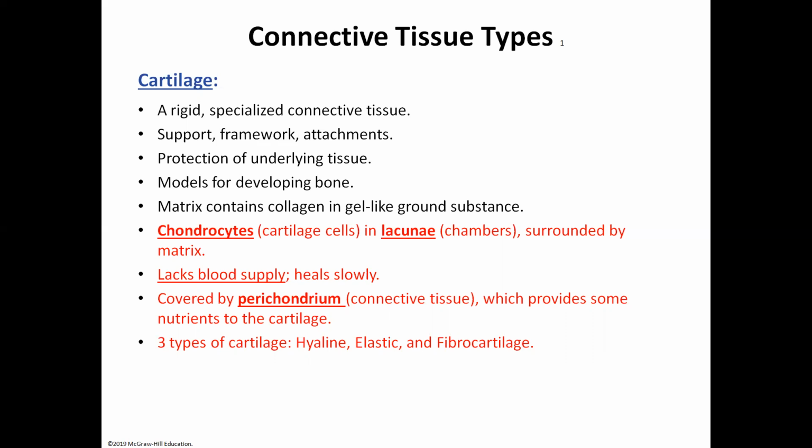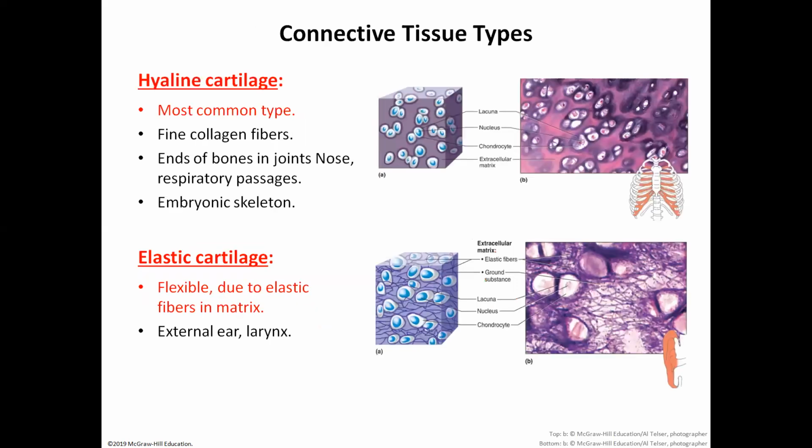But they're covered by this structure called the perichondrium, and it's made up of connective tissue, and that helps to give some nutrients to the cartilage because, again, if they don't have a good blood supply of their own, they need to get it from other areas. So cartilage will get its blood supply by this perichondrium. And there are 3 types of cartilage. You have hyaline, elastic, and fibrocartilage.